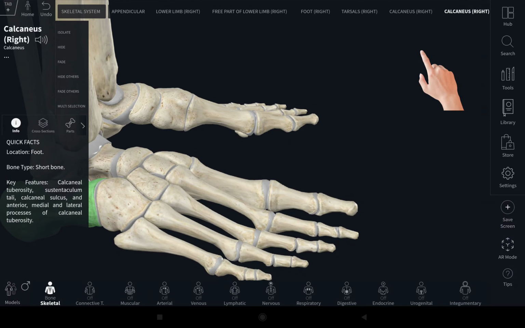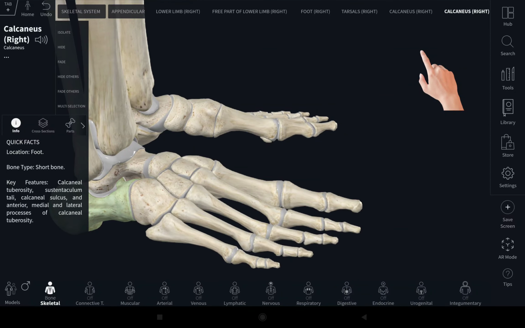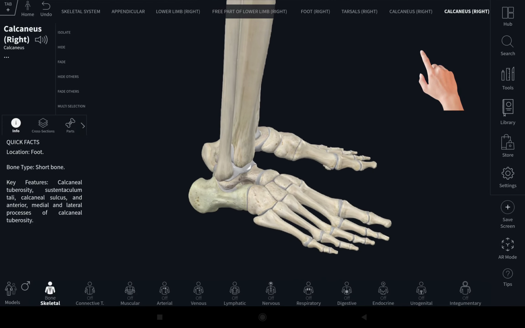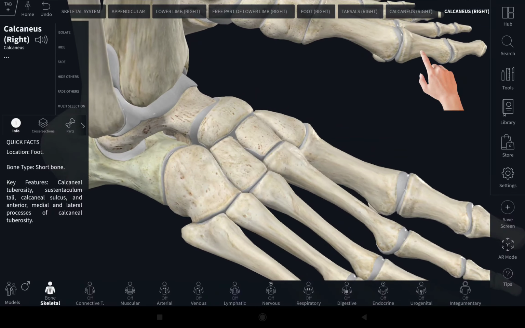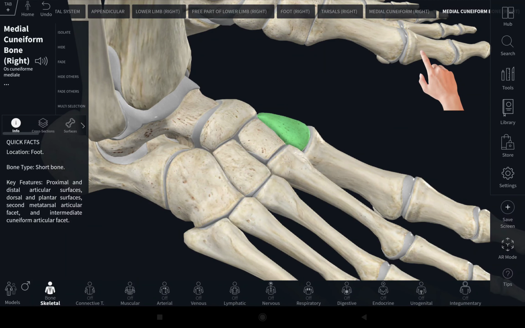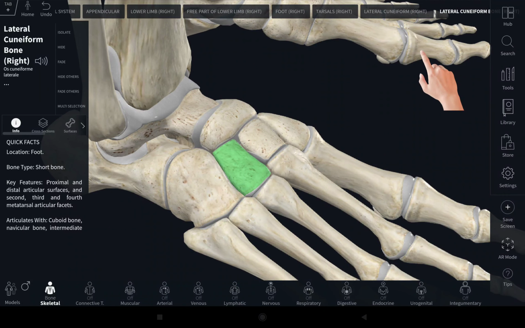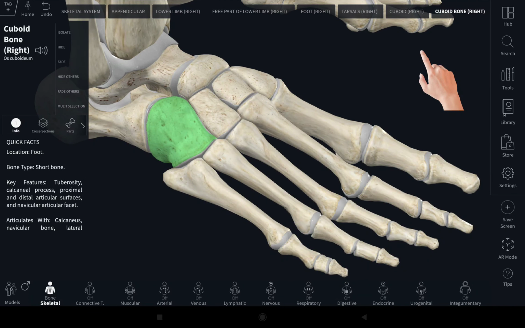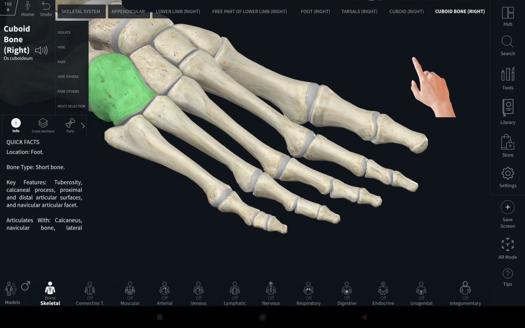Now, the bones of your foot. There are several cuneiforms. This is the medial cuneiform, this is the intermediate cuneiform, and this is the lateral cuneiform, and this is the cuboid bone. These are the metatarsal bones. And the metatarsal bones connect with the phalanges. Your finger bones are called the phalanges.